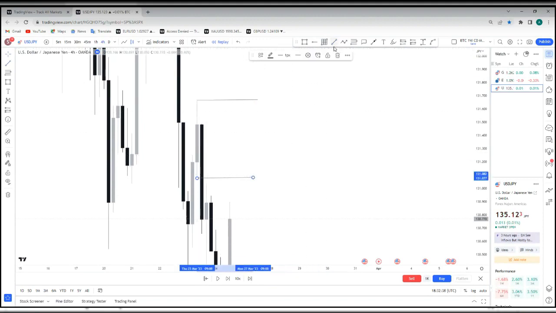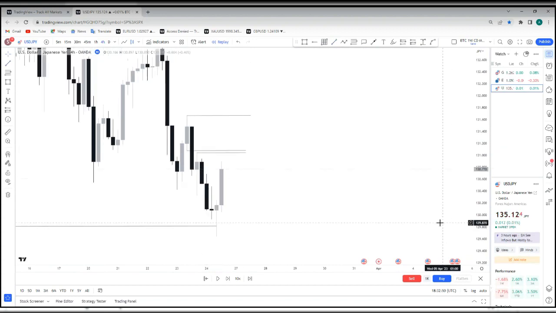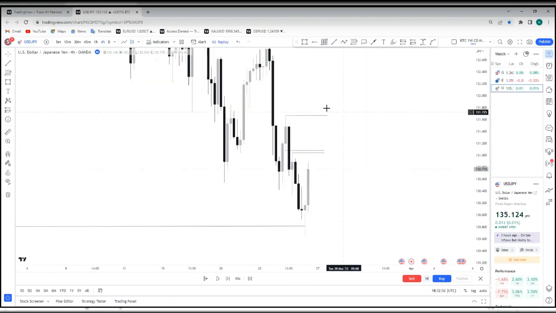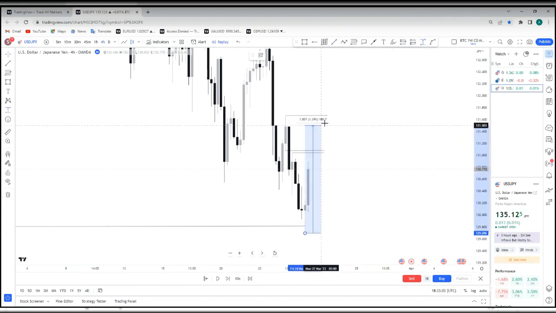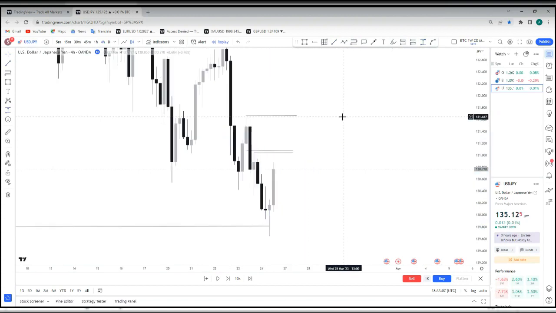From here to here, we have what? Imbalance. What if price enters this imbalance, fills this imbalance and starts selling? So I will patiently wait for price to break this 4 hours high. It will not take a long time. Let me just say within a day or 2 days, price is going to break it. So I'll wait patiently for price to break this high.